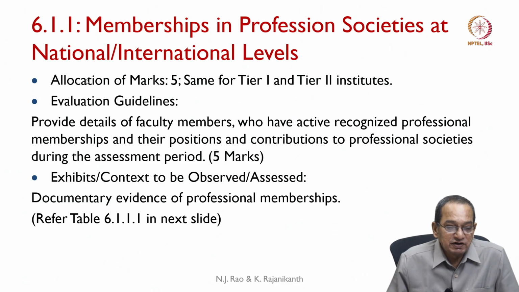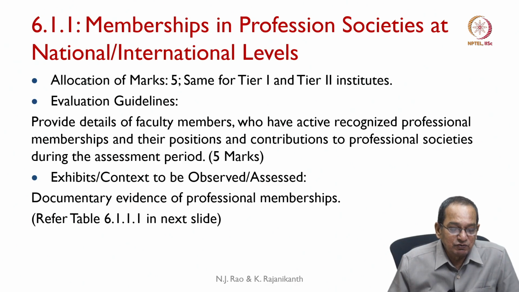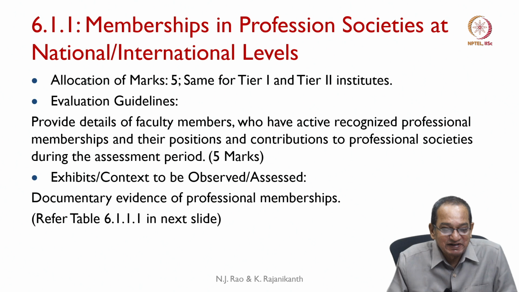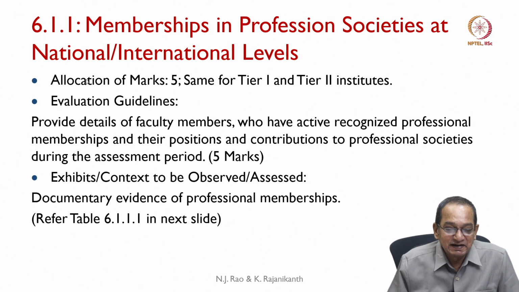So now let us look at the sub-criteria of 6.1. We will not keep mentioning 6.1.1, we will simply say sub-criterion 1, but the implication is it is 6.1.1. Similarly, 6.1.2 we will just mention as 2, because pronouncing such a long number every time is a little bit tedious. So let us look at the first one. Membership in professional societies at national, international level. Allocation of marks is 5, same for both Tier 1 and Tier 2 institutes.